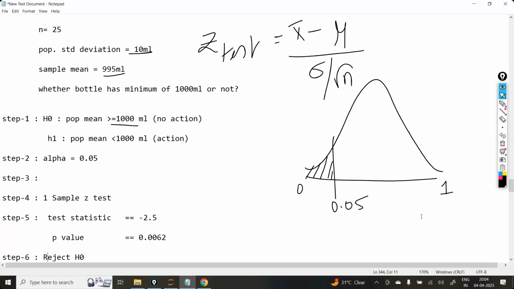Just, the p-value comes under which area? That's it. When you are doing it manually, it comes under which area? Acceptance or rejection. That's it. Completed?